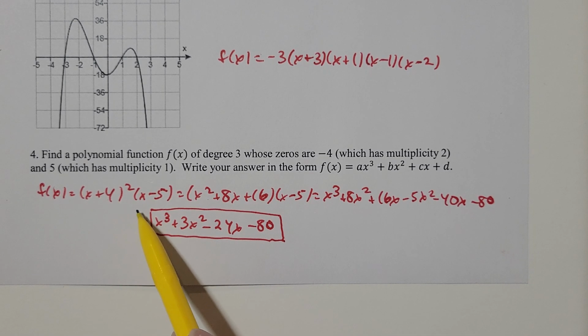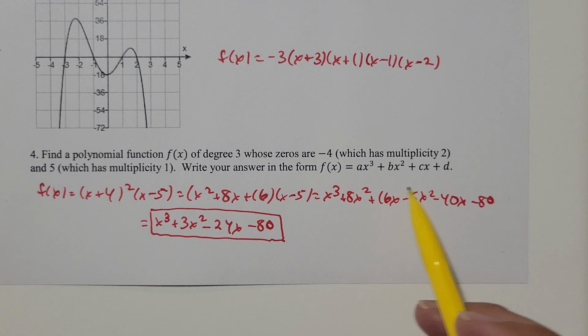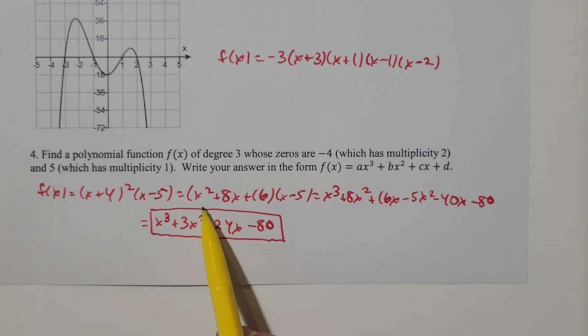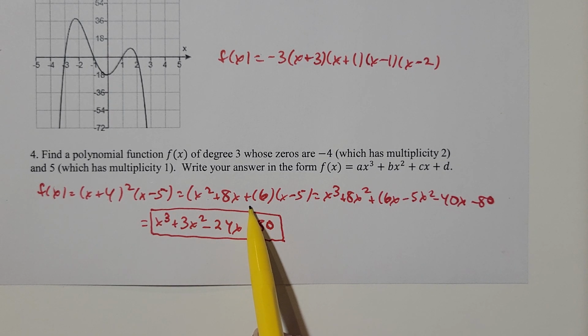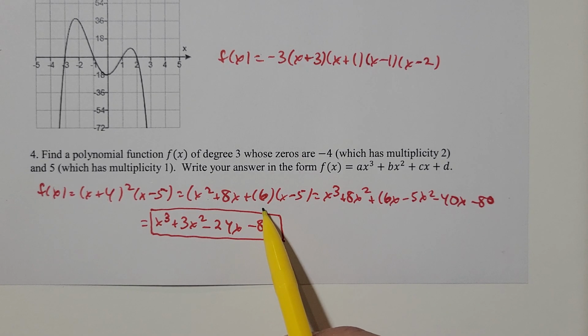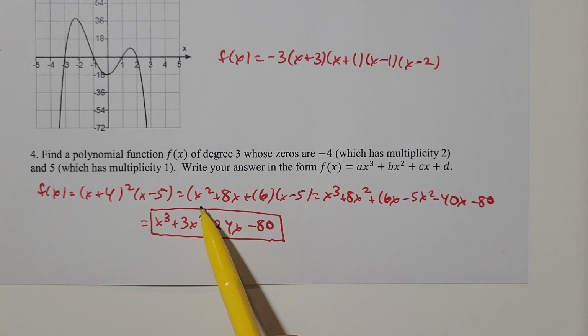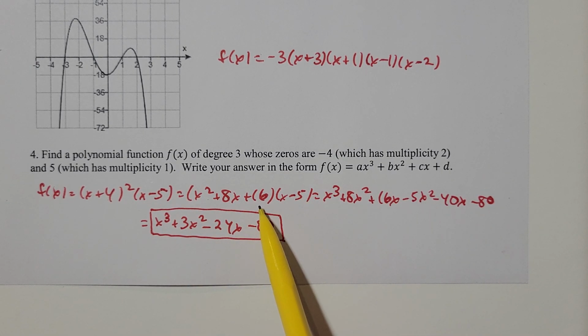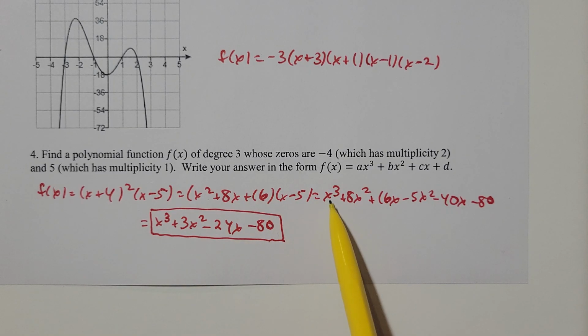Okay, and now I'm supposed to simplify this and write the answer in this form. So let's see, I got x plus 4 times x plus 4. That'd be x squared plus 8x plus 16 times x minus 5. And let me distribute x and then distribute negative 5. So when I distribute x, I get x cubed plus 8x squared plus 16x. And then when I distribute the negative 5, I get minus 5x squared minus 40x minus 80. Okay, and then combine the like terms. So we'll have x cubed, 8x squared minus 5x squared, that's 3x squared.